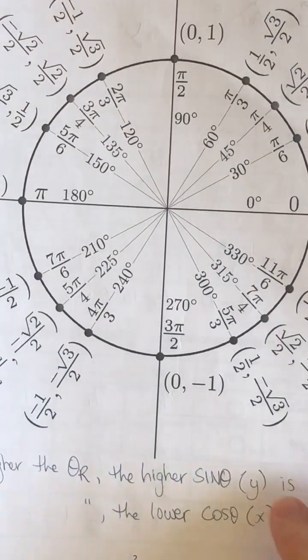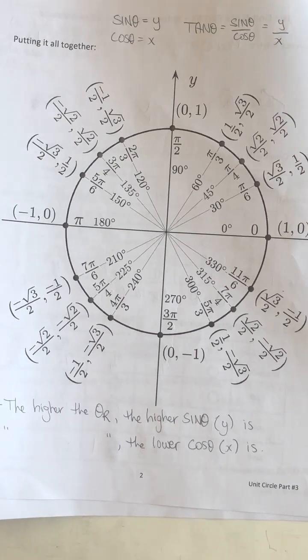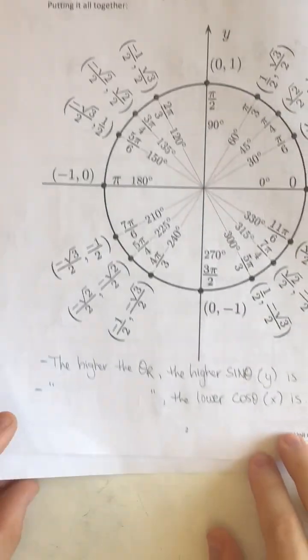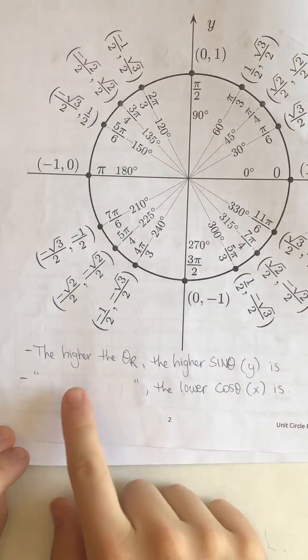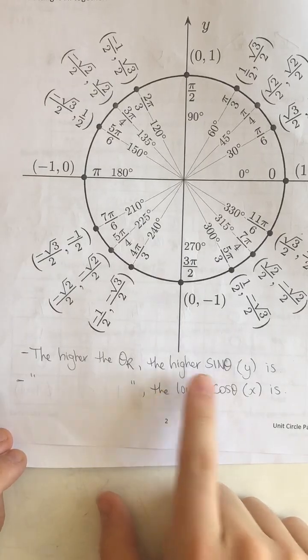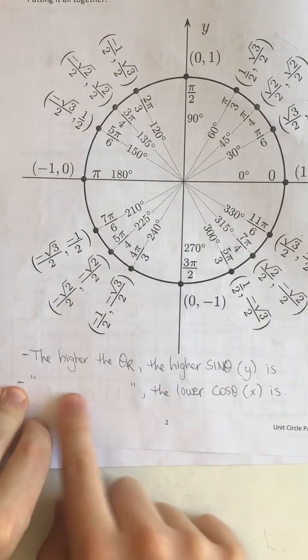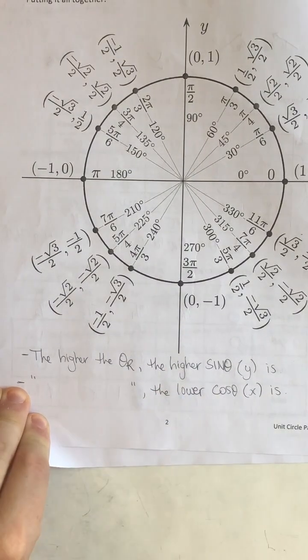And that's kind of how you read this entire page, even though you don't have to memorize the whole thing. The note at the bottom is what we talked about on the front page. The higher the reference angle, the higher sine theta is. The higher the reference angle, the lower cosine is, as they deal with y and x.